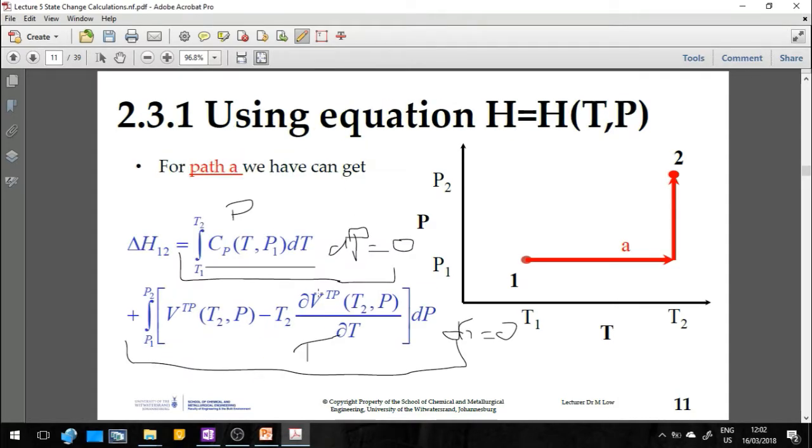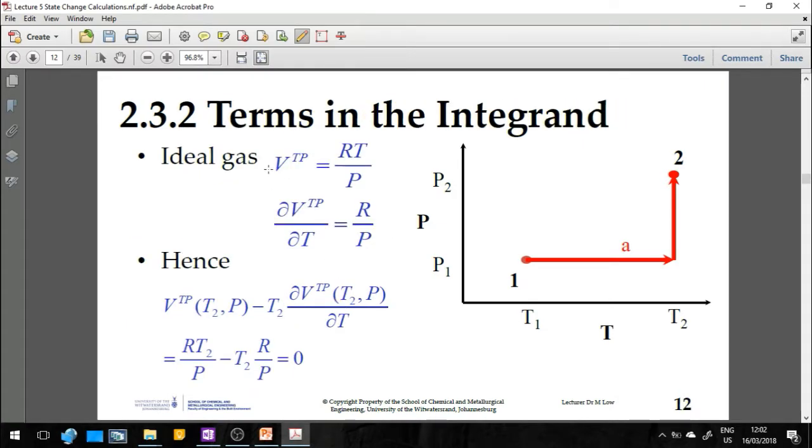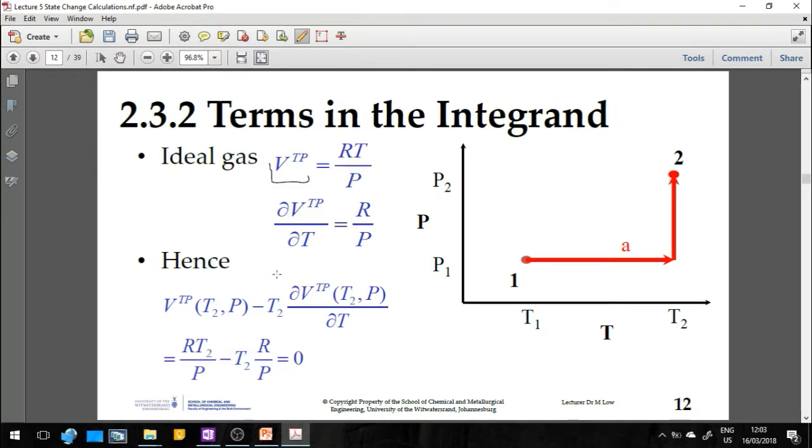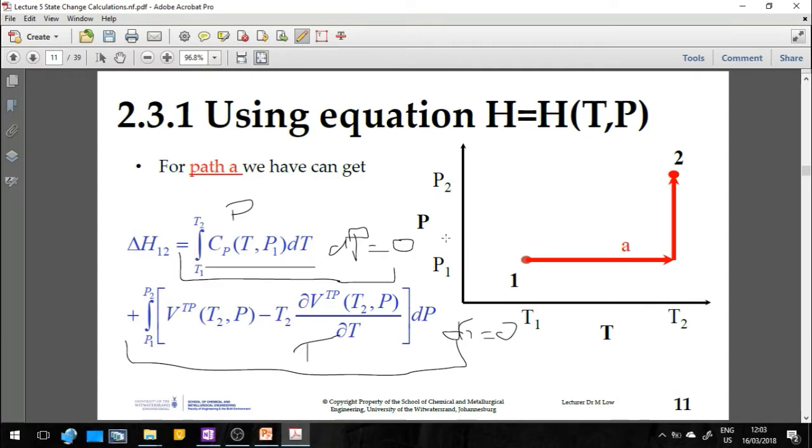But then in this equation, you see you have dV and dT. So what you need to do is substitute in for V. But you know V because I told you it's an ideal gas. So you can express this V and this dV dT using your ideal gas equation of state. And then you can substitute that into the equation for path A.